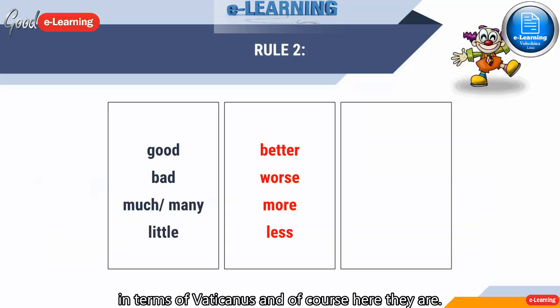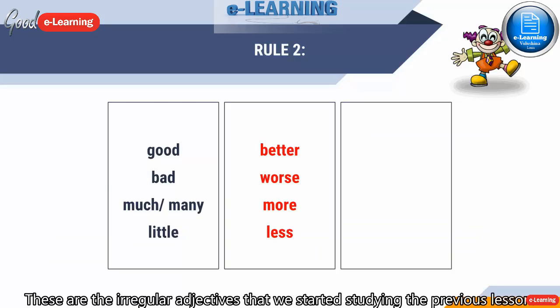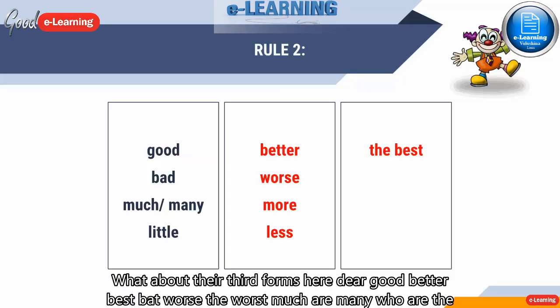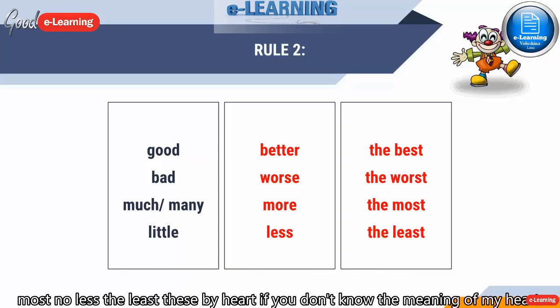And of course, here they are. These are the irregular adjectives that we started studying in the previous lesson. Now you know their second form. Good, better. Bad, worse. Much or many, more. Little, less. What about their third forms? Here they are. Good, better, the best. Bad, worse, the worst. Much or many, more, the most. Little, less, the least. Learn these by heart.